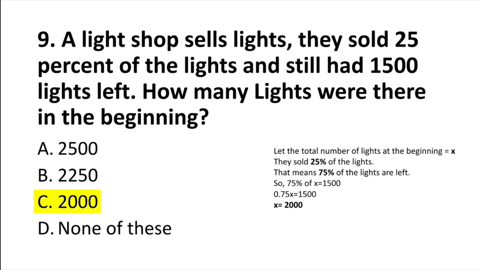Now see the solution. Let the total number of lights in the beginning be x, and they sold 25% of the lights, which means 75% are remaining. So 75% of x is given as 1500 lights. So 75% of x is equal to 1500, and how can we write 75%? It's 75 divided by 100, which is 0.75. So x equals 1500 divided by 0.75 equals 2000. So we got C as the right answer.